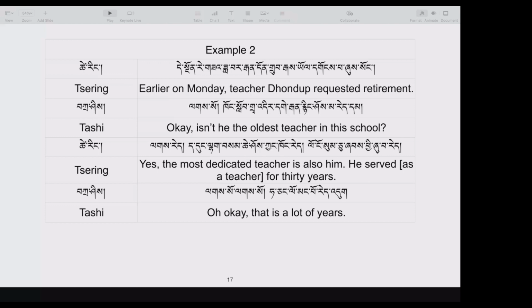Lasso. So, in a way saying yes, and also in a way that one is realizing, saying, oh, now I understand. Lasso, lasso. Hajang lo mangpurreto. Oh, okay. That is a lot of years.